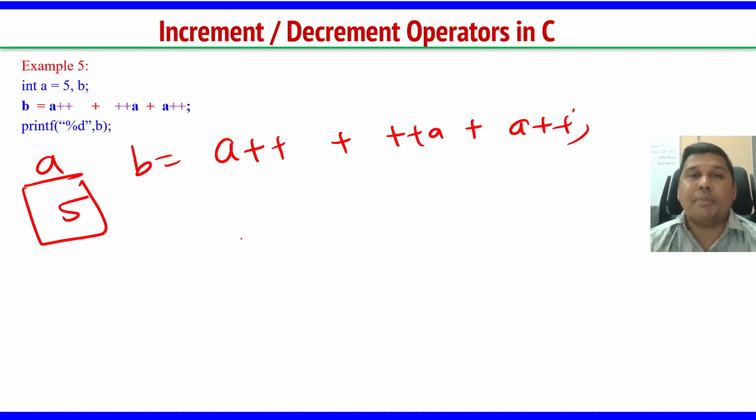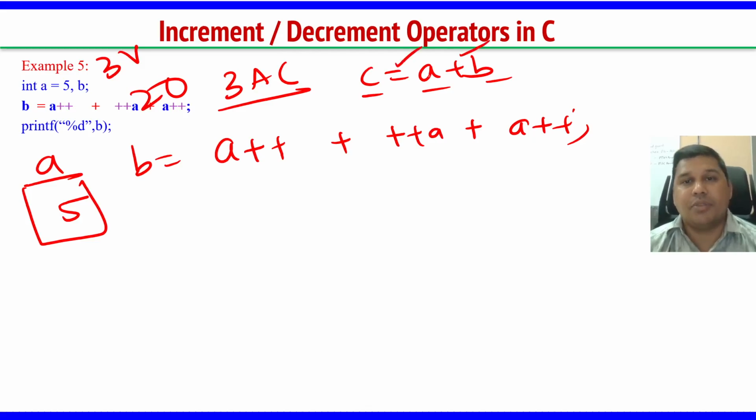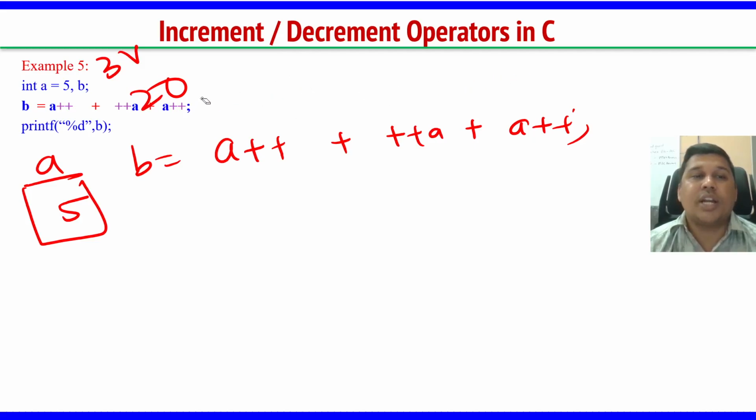So in C programming, C compiler follows 3 address code scheme. What is this 3 address code scheme? It means C compiler can evaluate expressions only in the form c equal to a plus b. It means 3 variables and 2 operators. 3 variables like this a, b, c and 2 operators equal to and plus. C compiler can evaluate expressions only in that 3 address code.